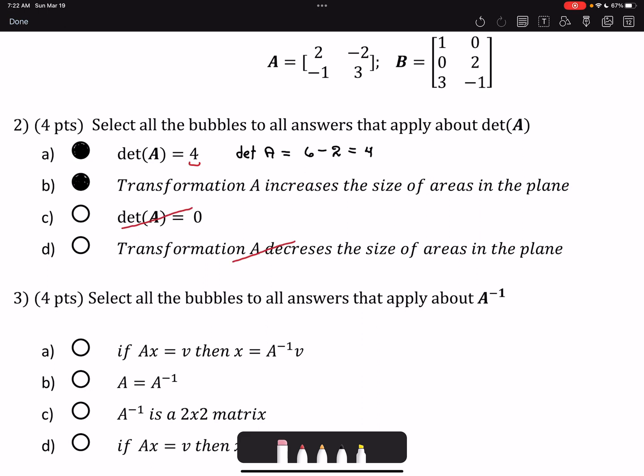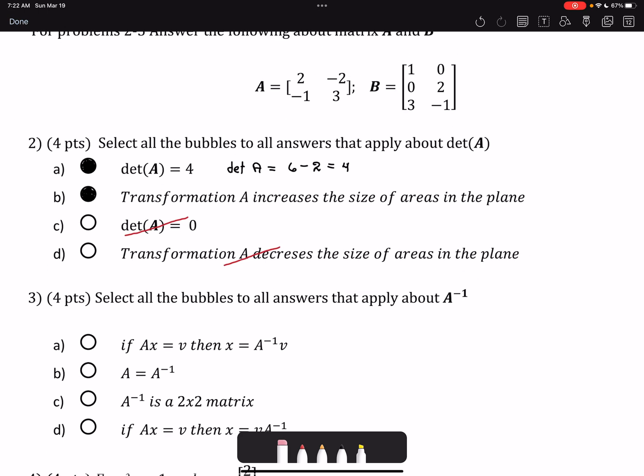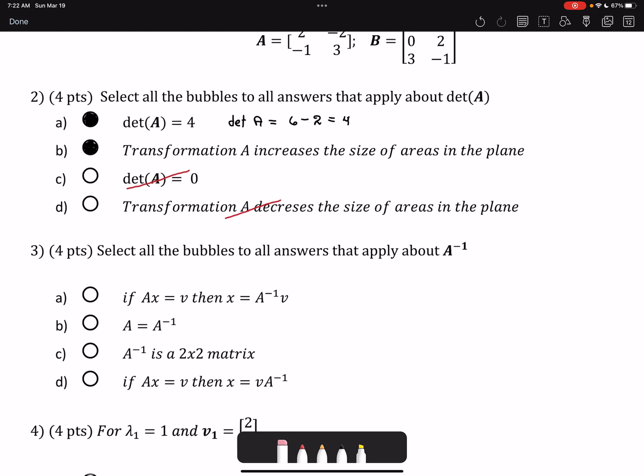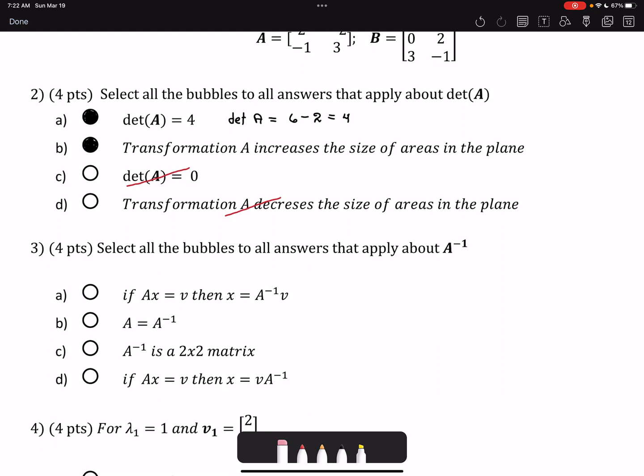So this is the answer to problem 2. Now let's go to problem 3. Select all the bubbles for all answers that apply about the inverse of A.